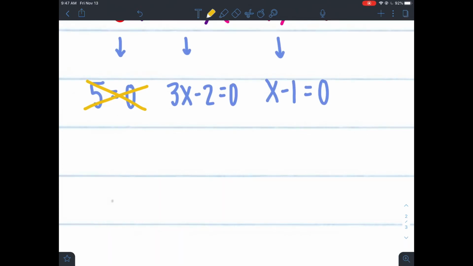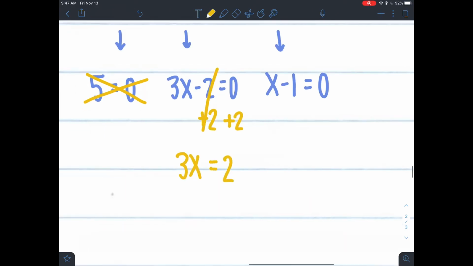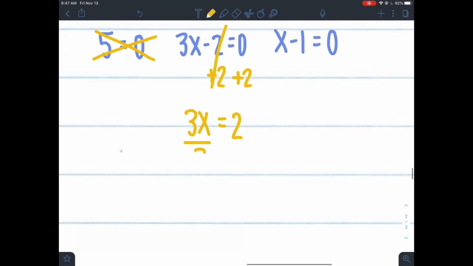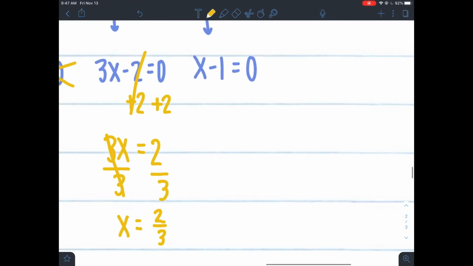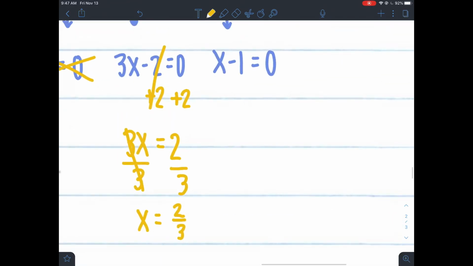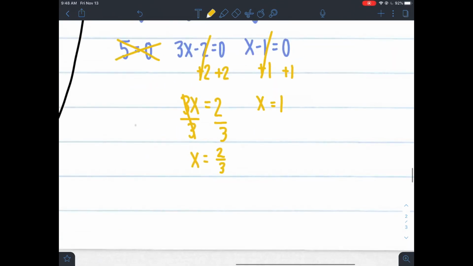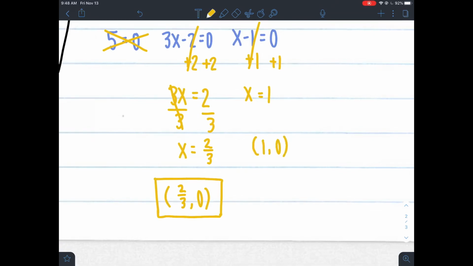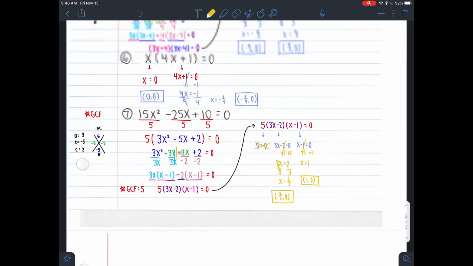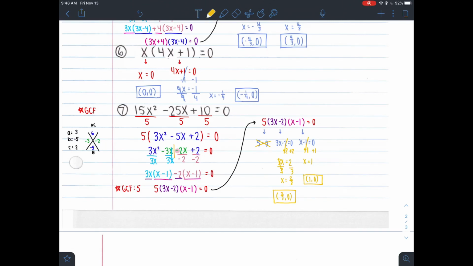So then we move on to the next solution set, which is 3x minus 2 equals 0. So we're going to get x by itself. I'm going to add 2 to both sides. We get 3x equals positive 2. Then we divide both sides by 3 to get x by itself. So we get x equals 2/3. So that's one of our x-intercepts. And then the other one, we would try to get x by itself. We would just add 1, so this one's pretty easy. x equals 1. So we have two x-intercepts here: 2/3, 0 and 1, 0. So our quadratic crosses the x-axis twice at 2/3, 0 and 1, 0.